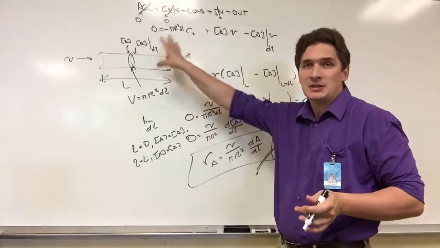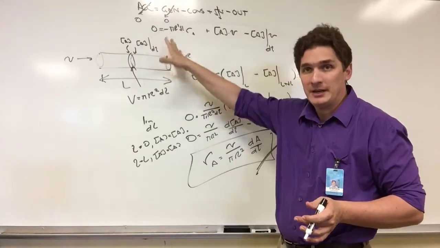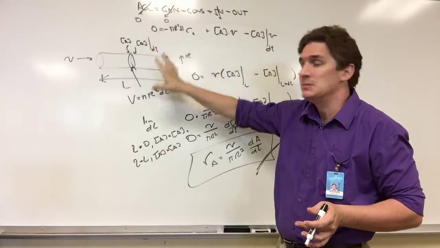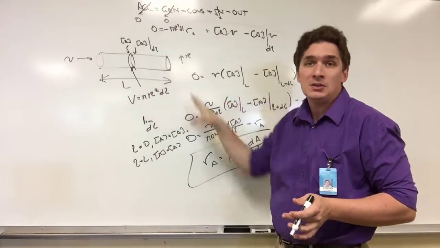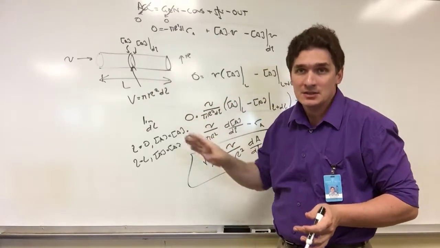So this is your second application. You can use your reactor design equation to figure out, if you had a plug flow reactor, what you expect the outlet concentration to be as a function of length, or how long the reactor needs to be in order to get a desired concentration.